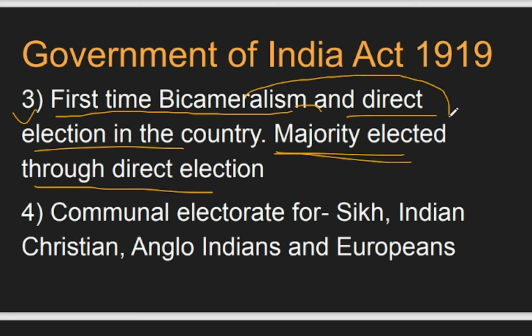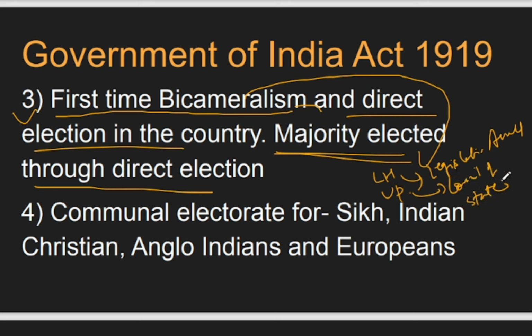Now this bicameralism had a lower house and an upper house. The lower house, we all know, is known as the legislative assembly, and the upper house means the council of state, right? So this is what it is saying. And here it is also important to note that the majority were elected through direct election. It's already mentioned there, so I hope it is clear.